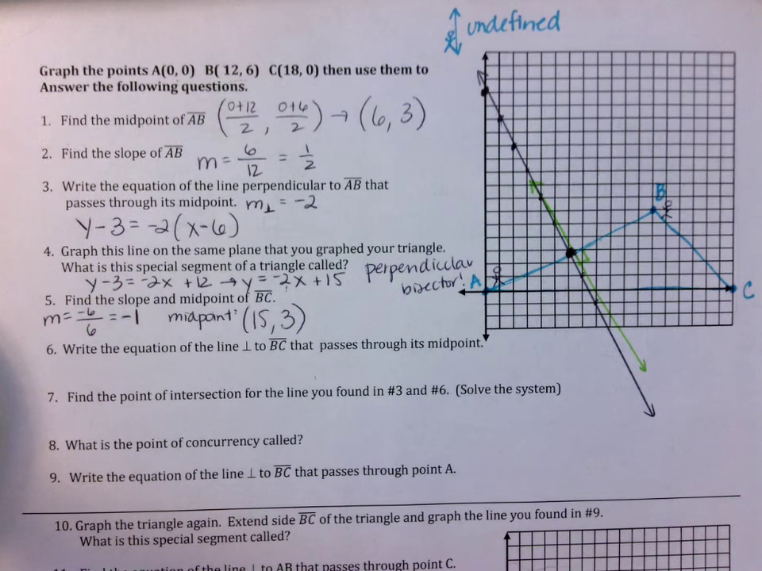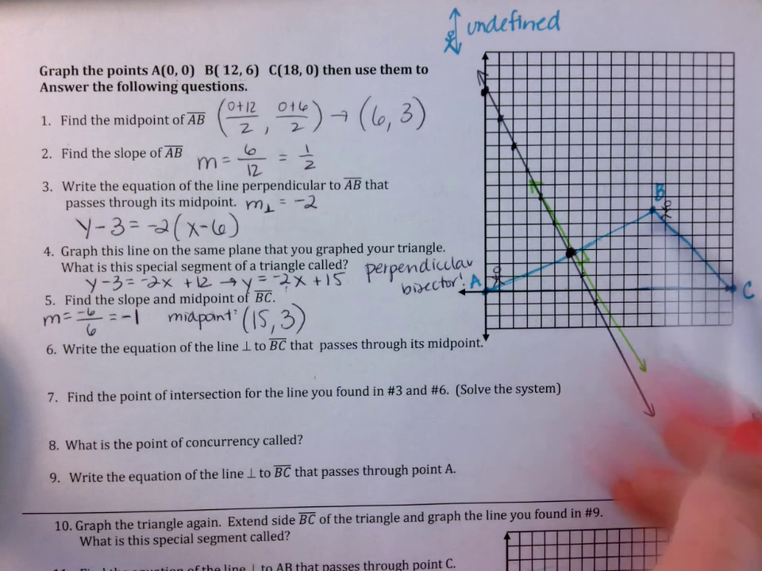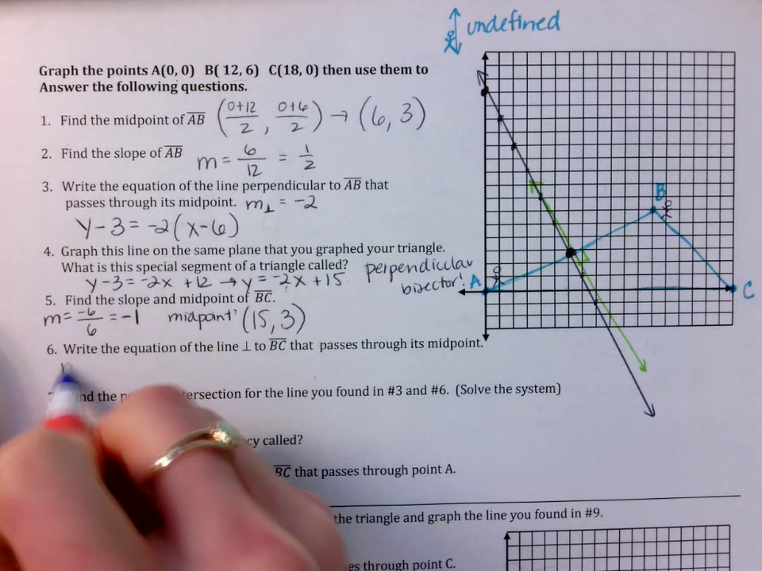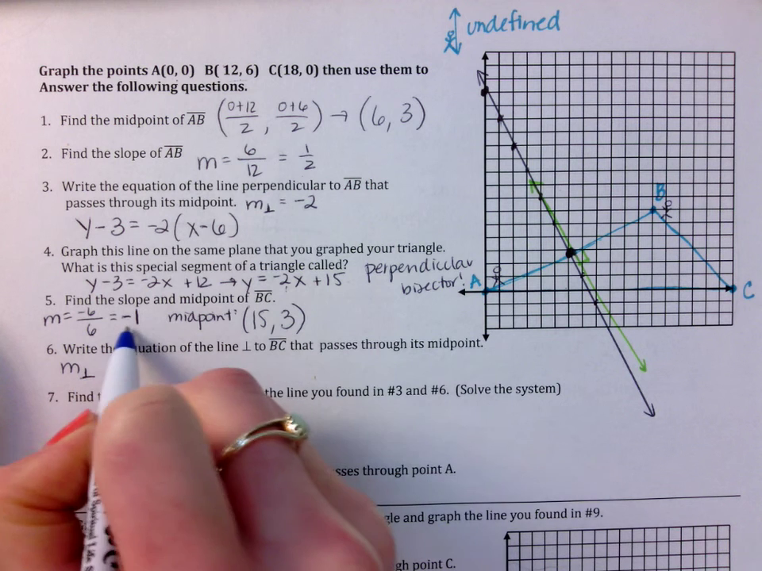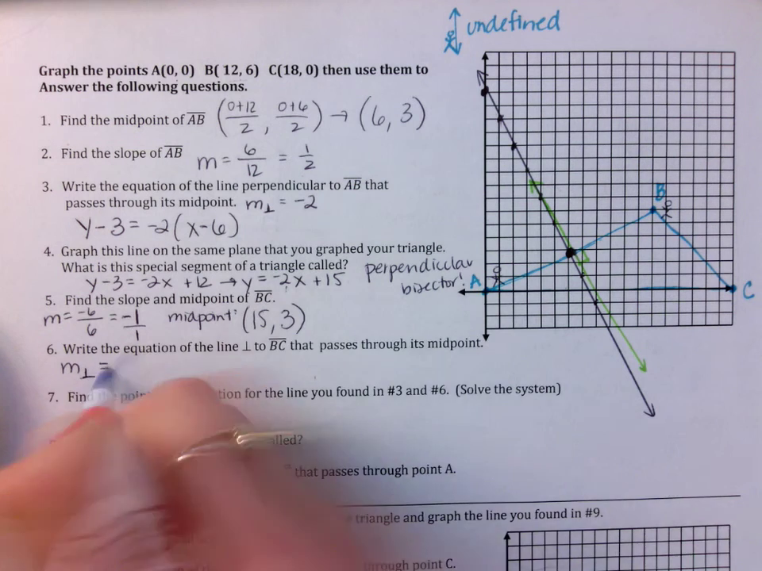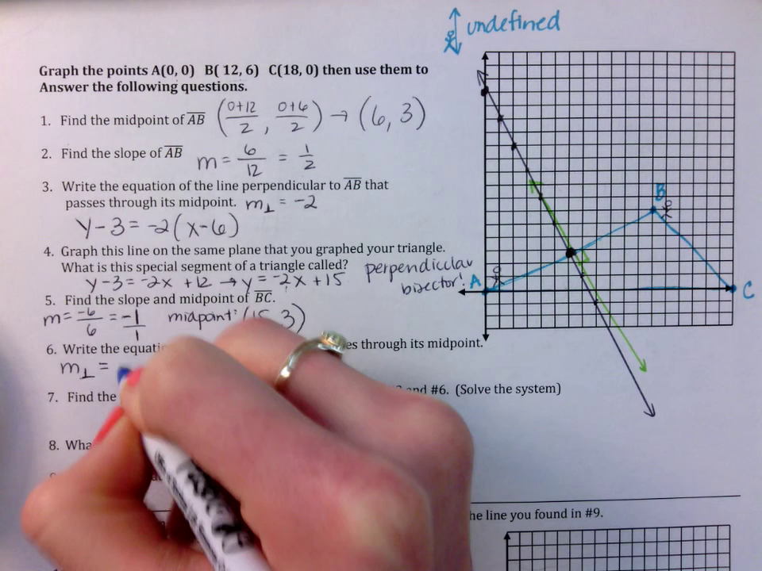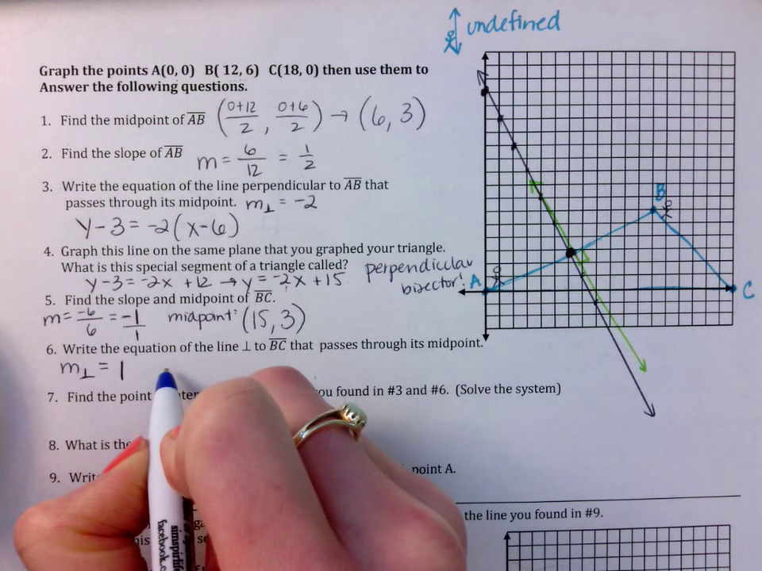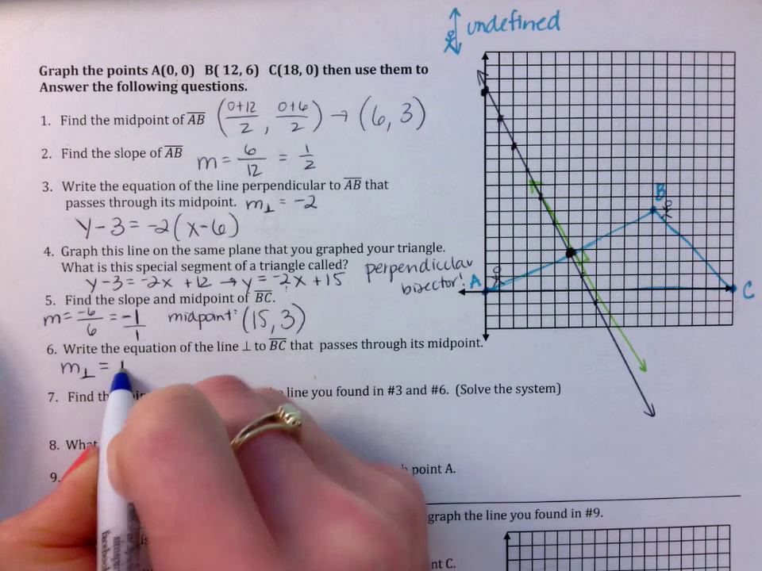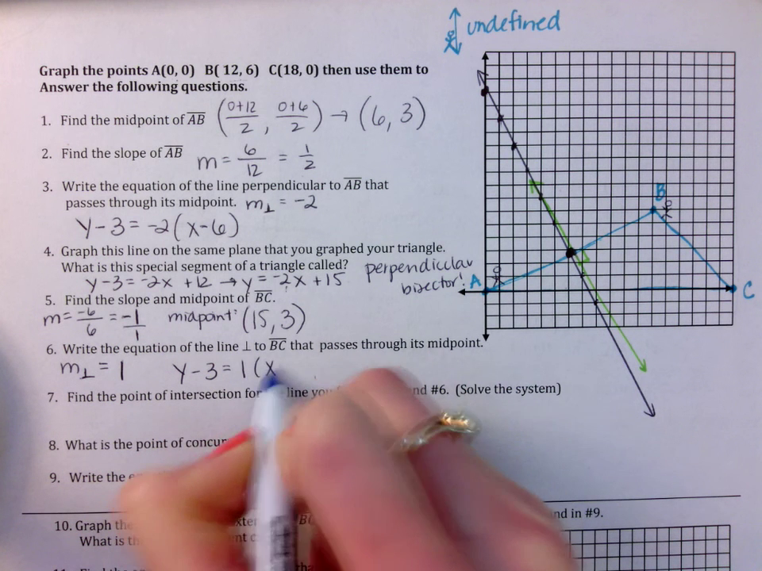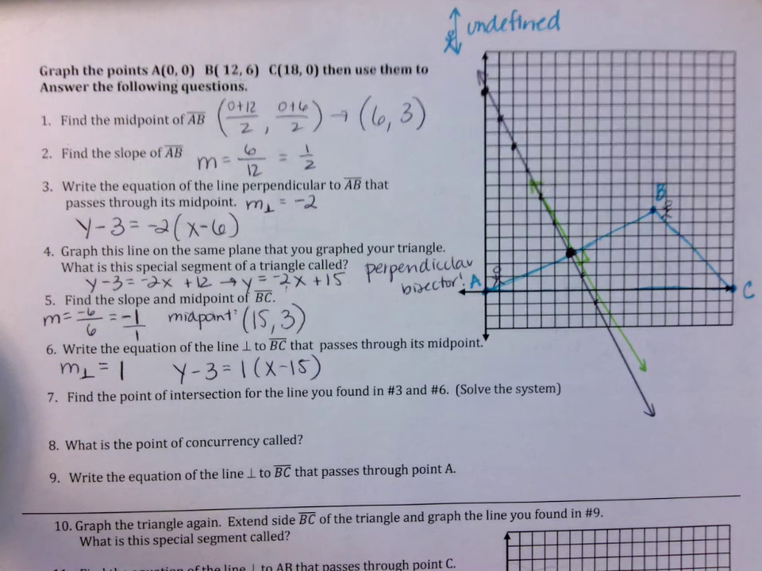Now we want to write the equation of the line perpendicular to BC that passes through this midpoint. First, I need to find the perpendicular slope, just the opposite reciprocal. Remember, this is -1 over 1 if we want to make it a fraction. So the opposite slope would be flip, change the sign, would be just +1. And then I'm going to put it in point slope form to begin with. Y minus 3 equals 1 times x minus 15. I'm just plugging into the equation.